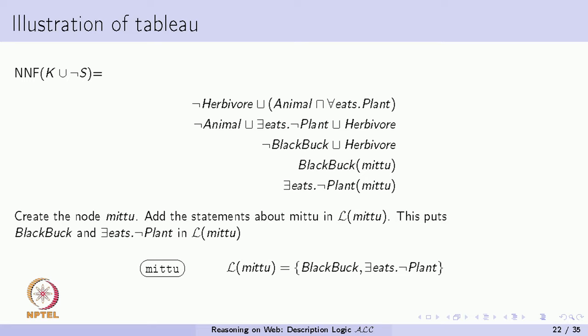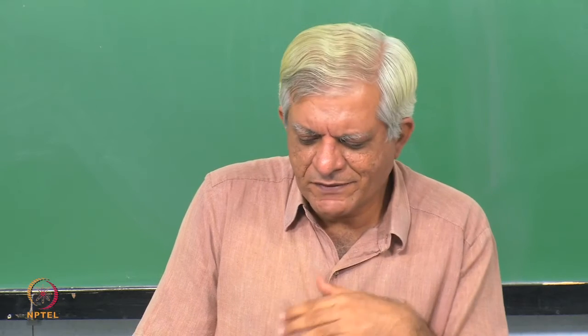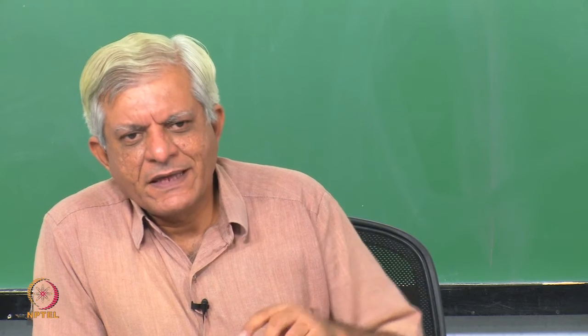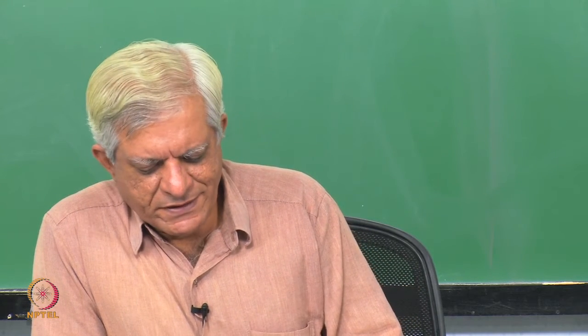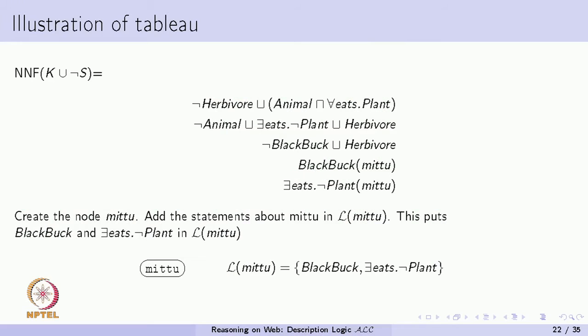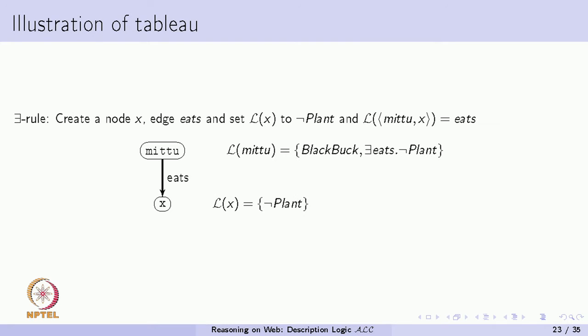So, the next step is to now construct a graph using the individuals. There is only one individual in this knowledge base, which is MIT2. So, we create a node for MIT2 and we will create a set of labels for MIT2 that we know. We know that MIT2 is a black buck, which has been explicitly stated about MIT2, and we also know that MIT2 eats something which is not a plant, which is what came from the negation of what we were trying to show essentially. So, these are the labels that we have for MIT2. And then we start applying the expansion rules one by one essentially.